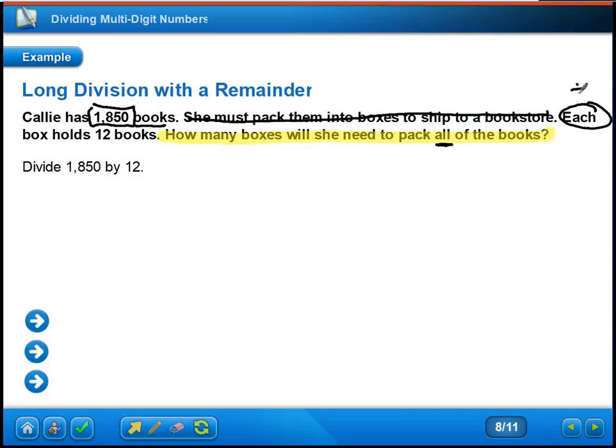Each tells us we are going to divide because we're putting 12 each in a box. And I'm going to divide by 12 because I'm going to take that 1,850 and I'm going to put it into groups of 12 so I can put them into boxes. Alright, so I'm going to divide 1,850 by 12. This is my divisor. This is my dividend. So 12 goes on the outside. 1,850 goes on the inside.